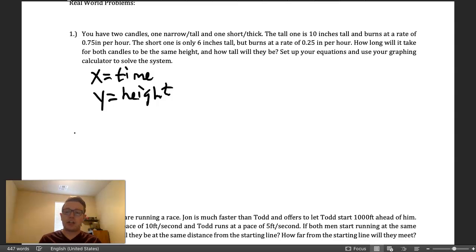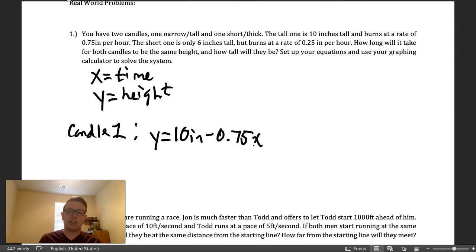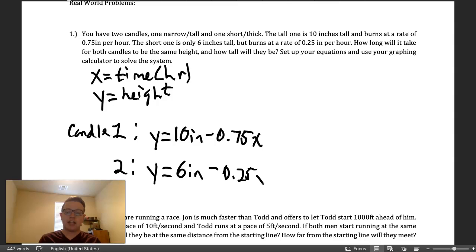Our equation for candle 1 will be, our height starts at how tall? 10 inches, and we lose how much? We lose 0.75 an hour. So 0.75 times our number of hours. So x will be time in hours. We're losing that amount, right? We're not gaining it. We are getting shorter every hour. Meanwhile, for candle 2, our height is going to start at 6 inches, and we're going to lose 0.25 inches an hour.